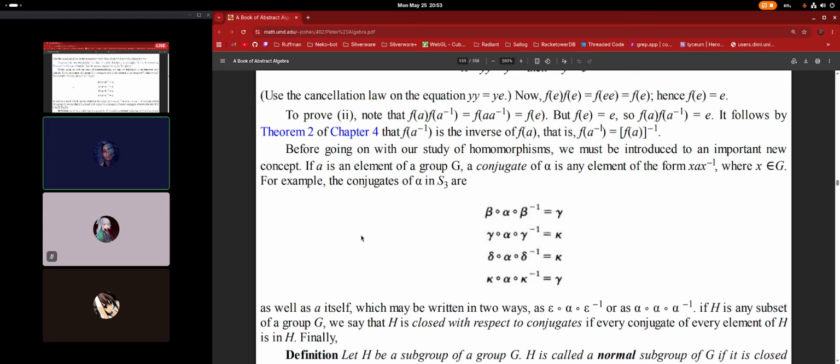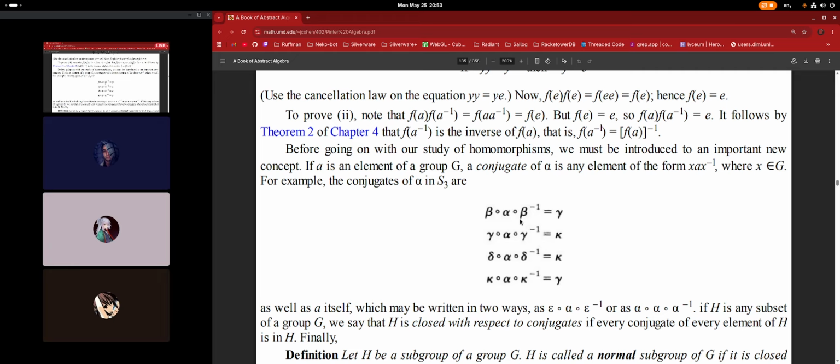Anyway, so my question is, how do we know the conjugates of A in S3? How do we know those are the cases? The conjugates are just the element sandwiched between every other element of the set. S3 is all the permutations of three elements, right? Yes. What are beta, gamma, like what are the elements in this case? The permutations themselves? Yeah, they are just abstract names for the permutations.